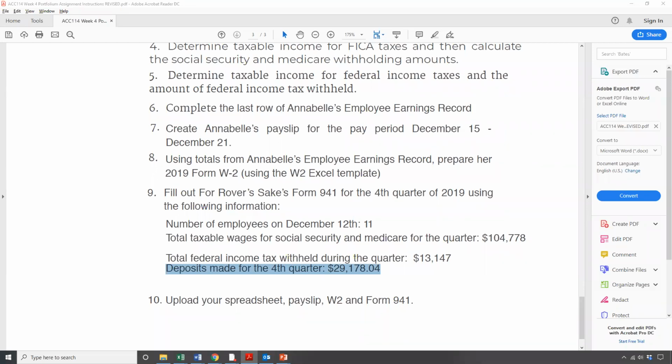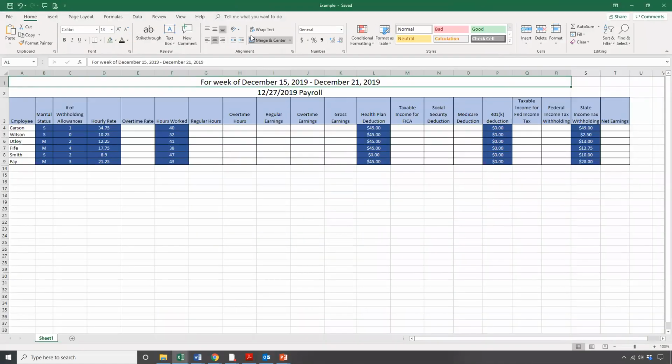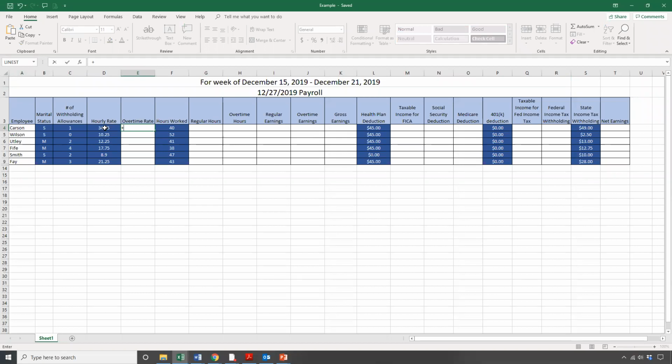I do want to go over just the calculations here on this page really quickly, just so we can refresh our memory about how to do all of these things. So we talked about the overtime rate being the hourly rate times 1.5. The other thing I wanted to show you is the round calculation, which comes in really handy with payroll.